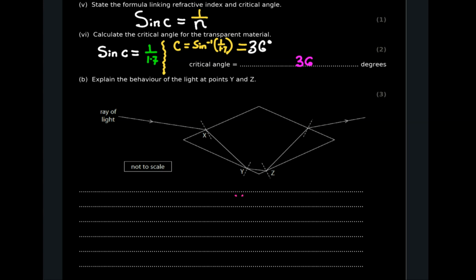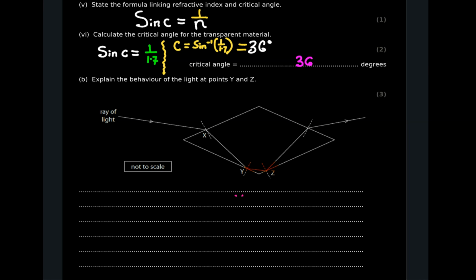Explain the behavior of the light at points Y and Z. You can see at points Y and Z here, what are you noticing there? Is the ray of light emerging out of the glass? No. So that means what? Total internal reflection is taking place.